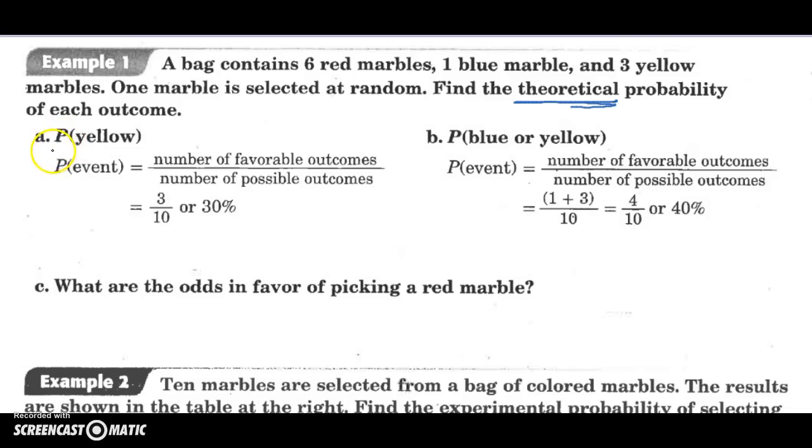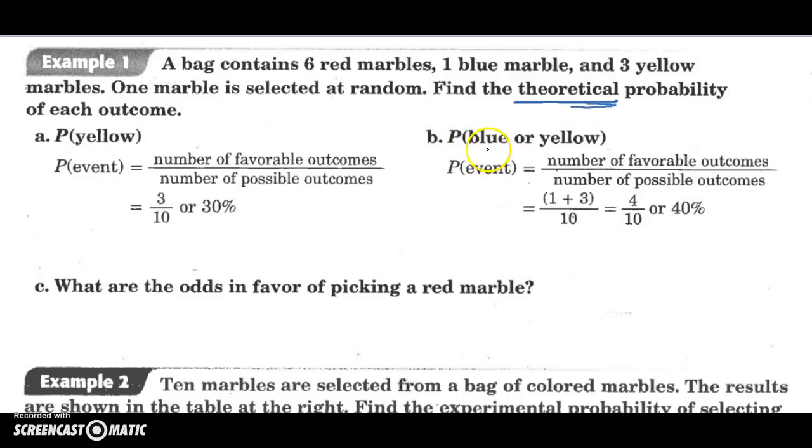So the theoretical probability of drawing a yellow marble out of the bag. How many yellows were there? There were 3 yellows. So there are 3 favorable outcomes, and we had to add up 6 plus 1 is 7 plus 3 is 10. So we have 10 total marbles in the bag. So 3 yellow out of 10 marbles is a 30% chance, or a probability of 30%.